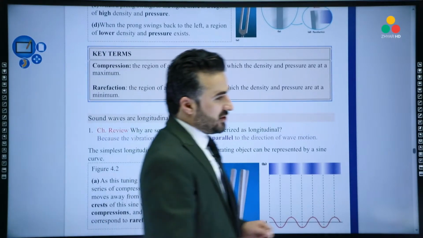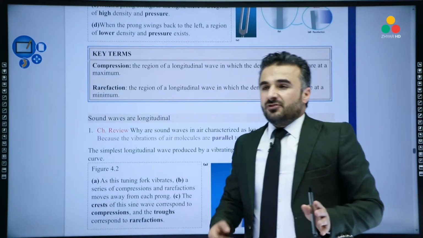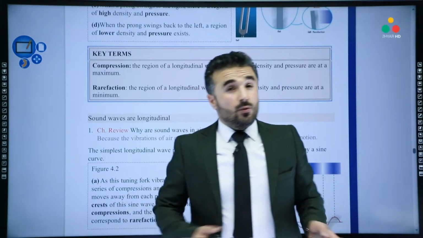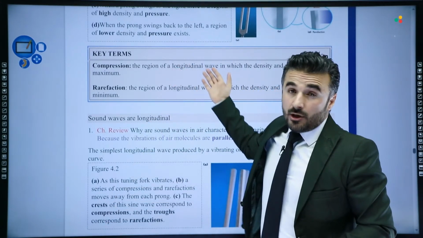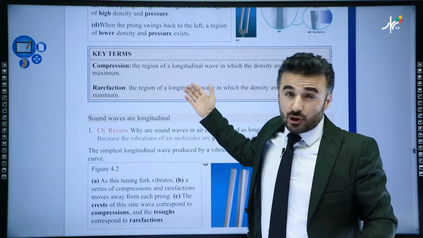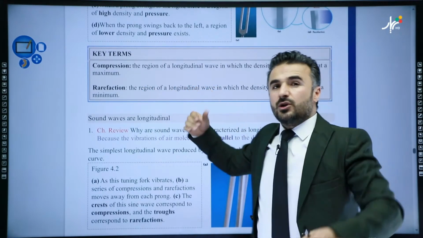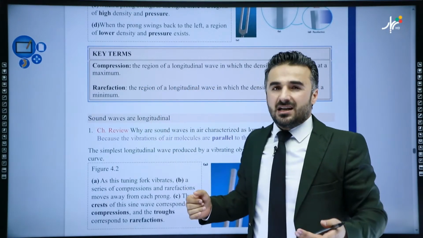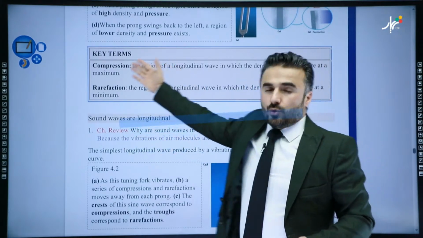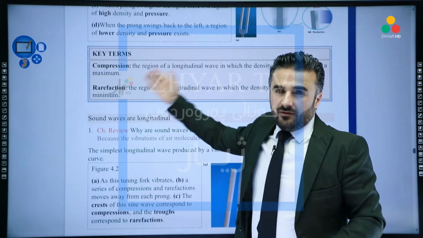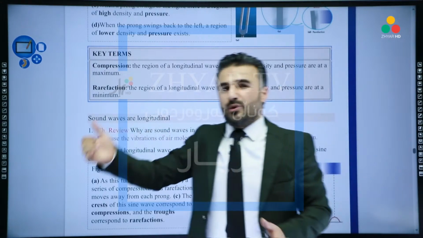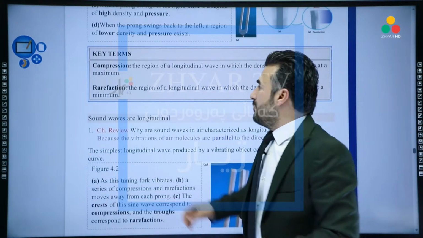Now we have two definitions here. Compression: after we went through compression, we can say compression is a region of a longitudinal wave where the pressure and density are at maximum. Now we have rarefaction. That would be the exact opposite, a region of a longitudinal wave where the pressure and density are minimum.